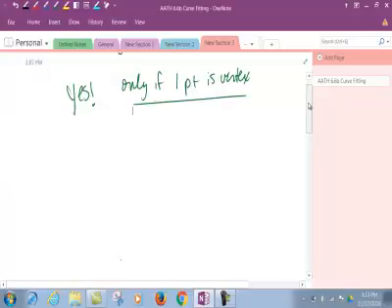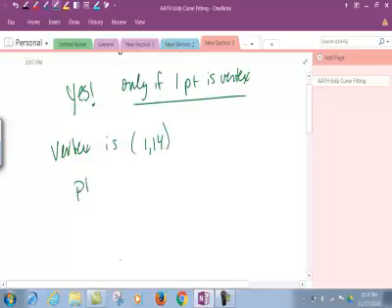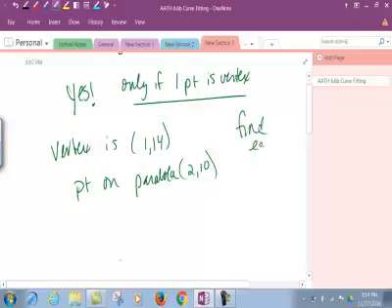I'll give you an example. I'm going to tell you that the vertex of a parabola is at (1, 14), and another point on the parabola is (2, 10). And we're going to find the equation. That's our job.